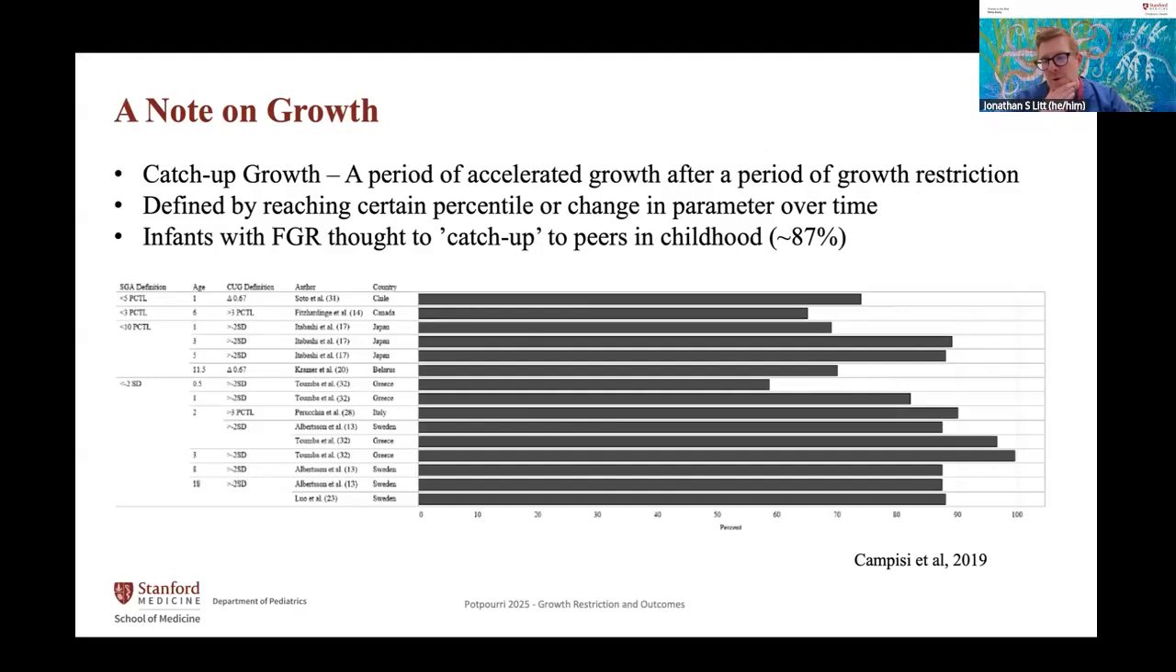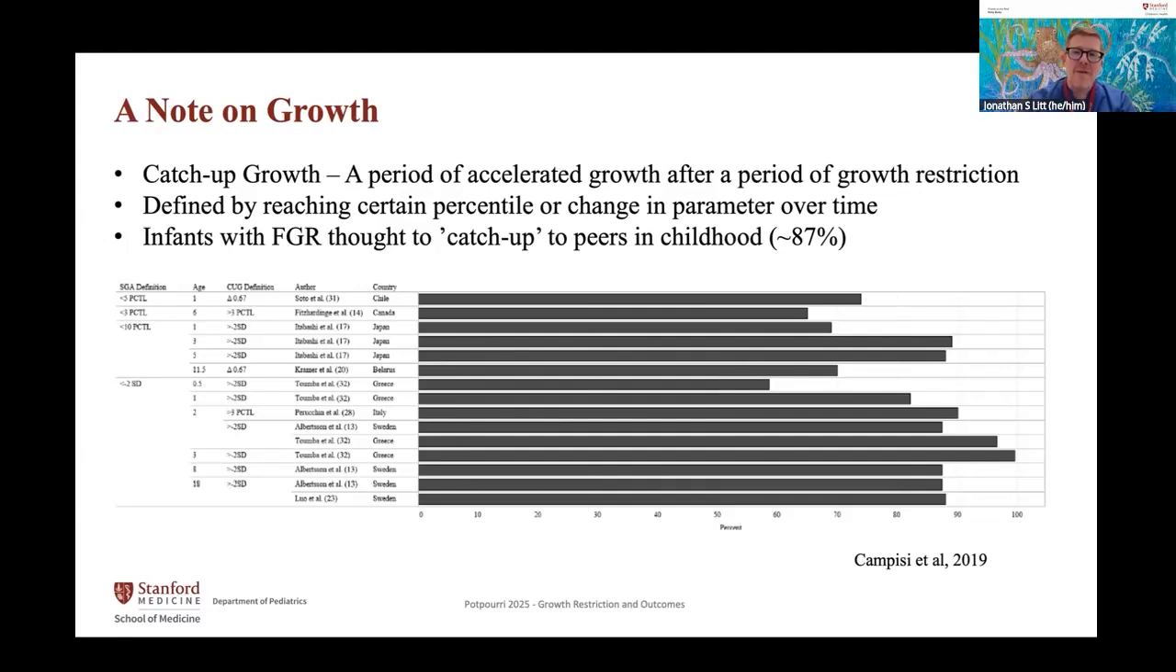So I'd like to think about growth because that really is the topic of the hour. And to think about first catch-up growth, which I mentioned at the beginning of the talk. Catch-up growth is defined as a period of accelerated growth after a period of growth restriction. And it's defined by reaching a certain percentile or a change in parameter over time. And just like the definition of growth restriction itself, catch-up growth has many definitions depending on which researcher, which institution, and actually which country you're living in. So it's a bit of a catch-all term for many different things.